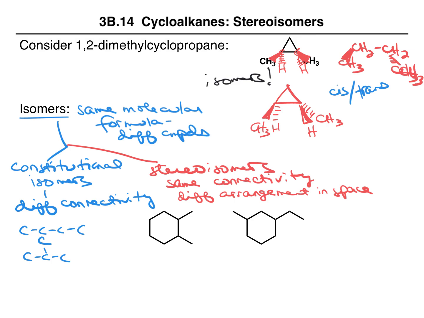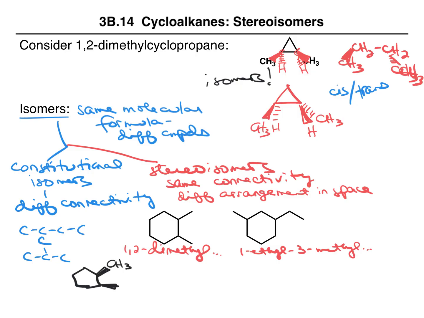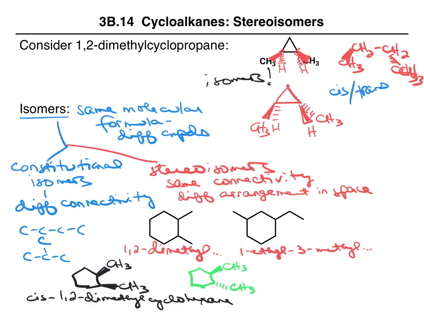So on the previous slide, we named these 2 compounds as 1,2-dimethyl cyclohexane, and this one was 1-ethyl-3-methyl cyclohexane, but that's not specific enough. For the first one, we could have both methyl groups coming forward, and this would be called cis-1,2-dimethyl cyclohexane. Or we would have this compound where this methyl group, for example, is coming forward and this methyl group is going back. This one would be called trans-1,2-dimethyl cyclohexane.